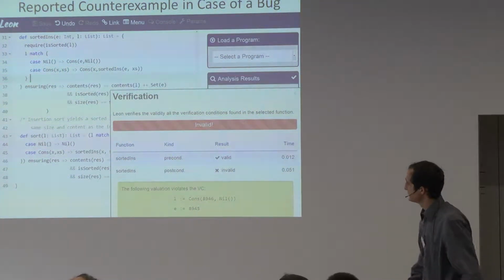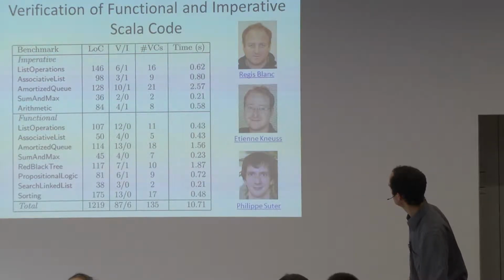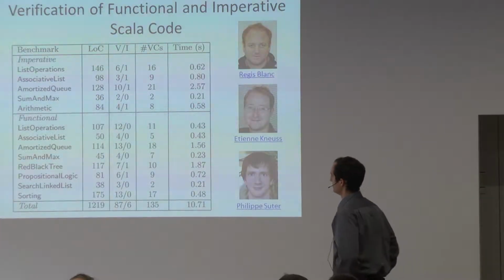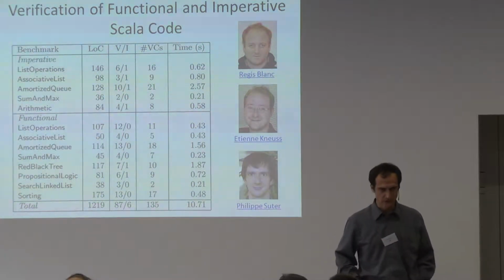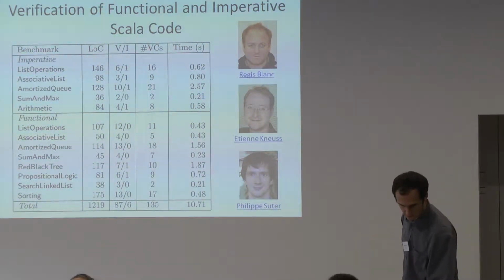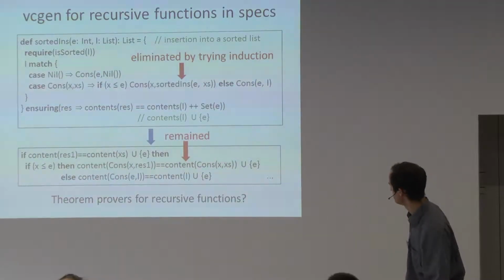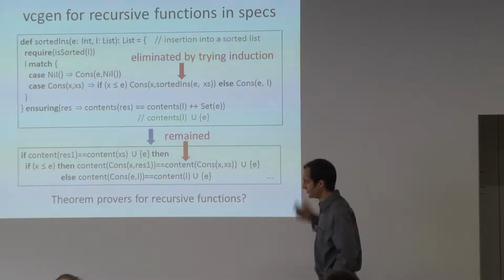And checking is to a large extent done modularly, although in the limit, if the specification of a function is not given, then the body itself is used instead. Okay, so we have verified a number of small, but I would say interesting data structures and other programs that manipulate algebraic data types and lists and so on. And this is work with Regis Blanc, Etienne Kneuss, and Philippe Suter, who started this work and who is now at IBM Research. So you can see that verification times are reasonable. And I would like to say a little bit about the kinds of techniques that we are using in here.